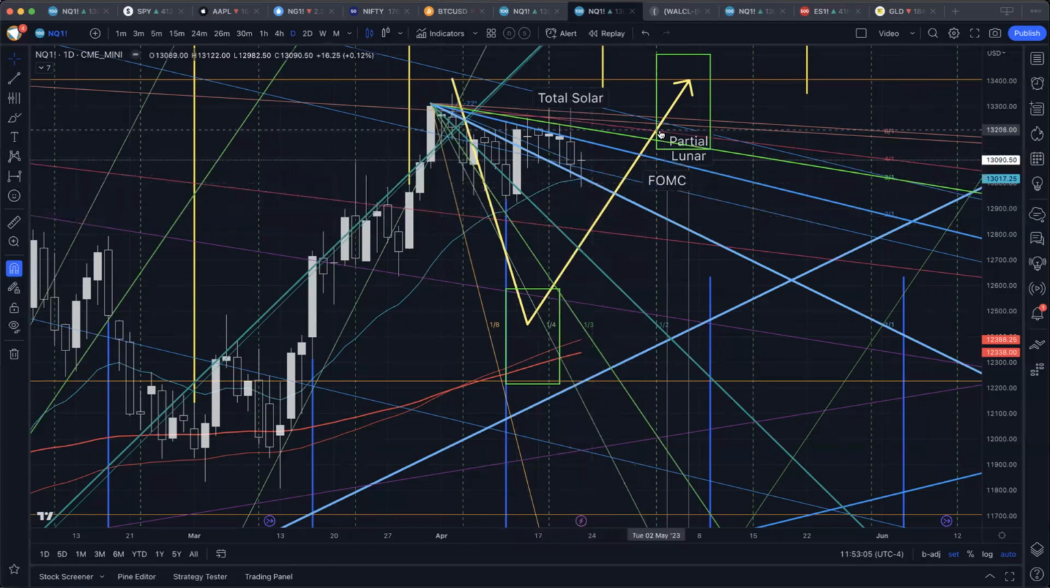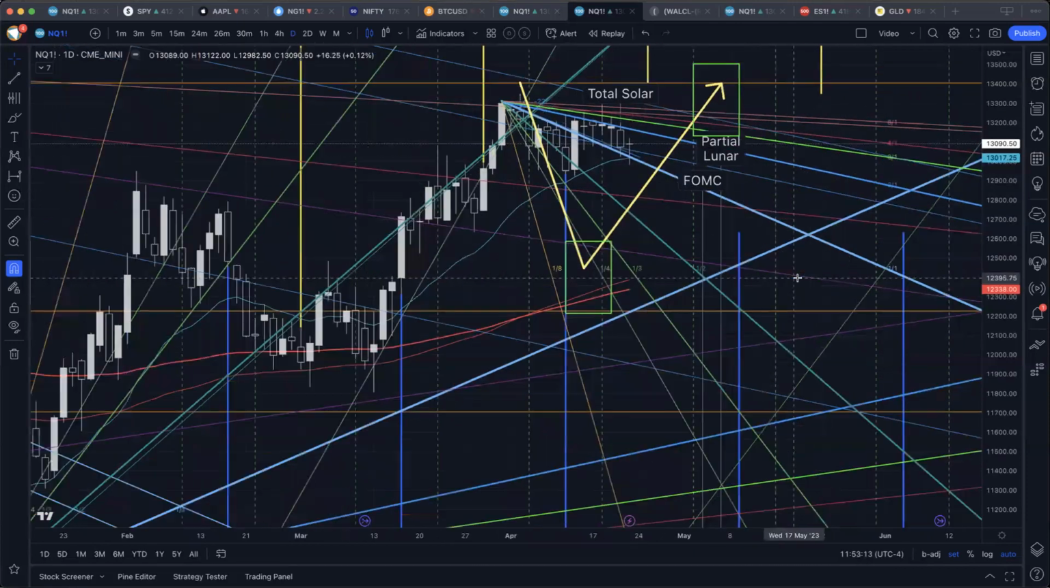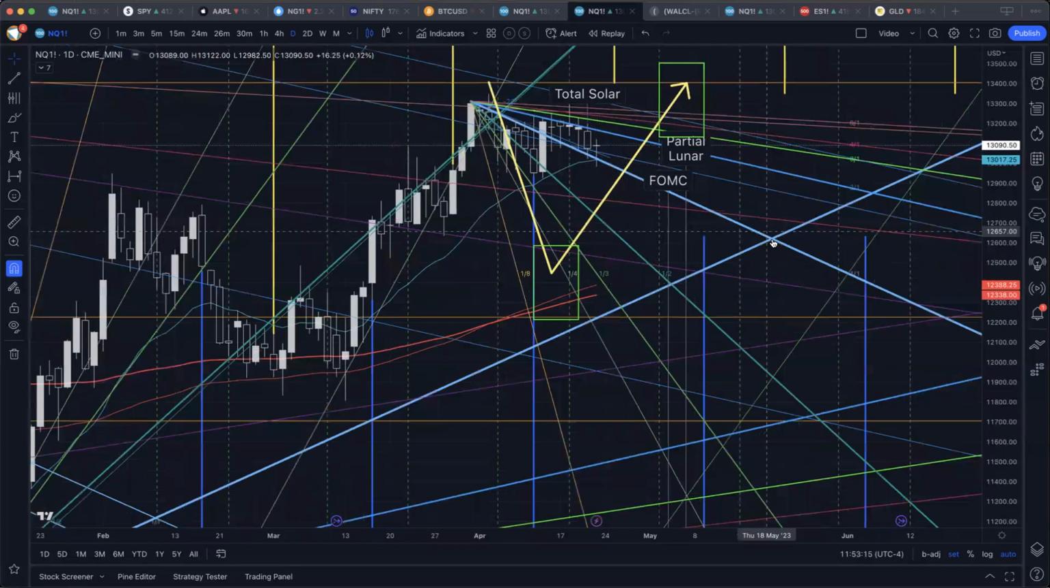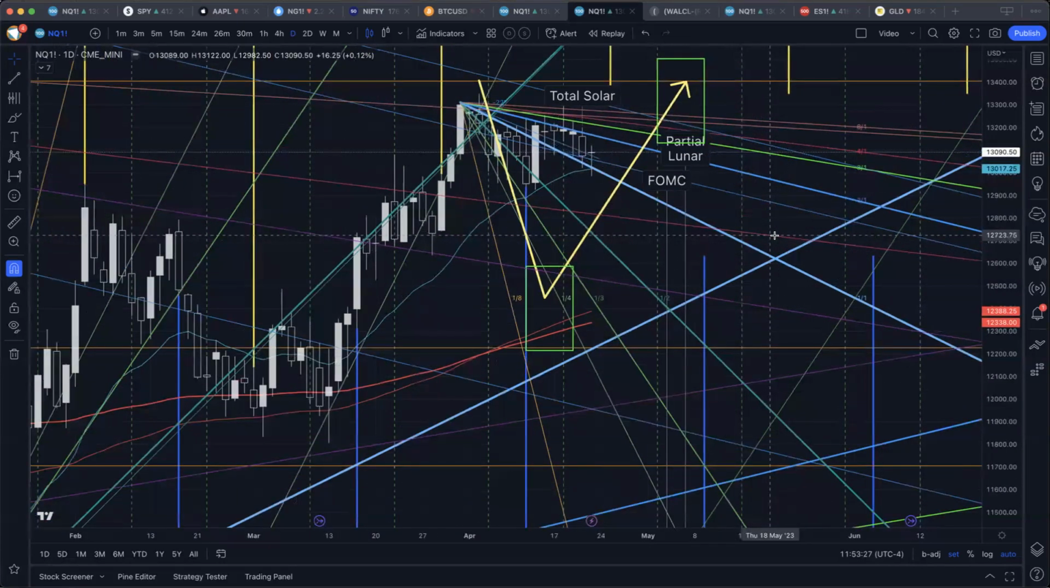So I do think we're going to get one last pop up here into the second eclipse before we come down and retest this Gann fan here, these 1x1s right around where they cross. And I'm looking at this time period here, mid to late May, as being an excellent buying opportunity to go long. Okay, so that's the update.